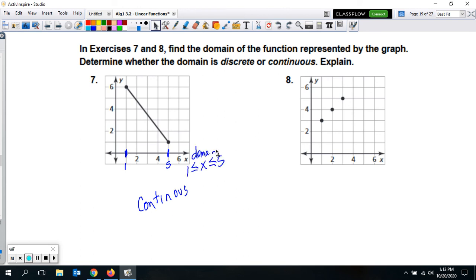That's how we would write our domain. That would be starting at 1 is less than or equal to x, less than or equal to 5. You're always going to use the less than symbols because you're starting with the smaller number and the bigger number is on the right.